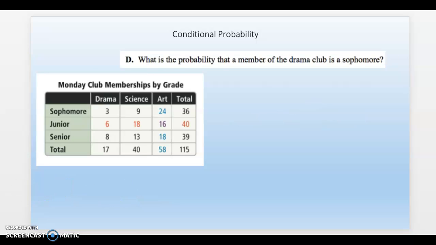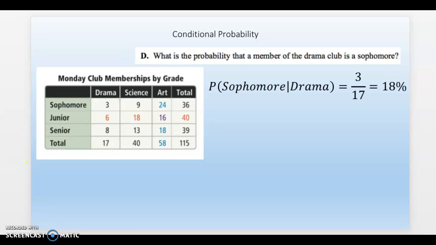Now, what's the probability that a member of the drama club is a sophomore? All right, here's the drama club again, 17. Of those, 3 of them are sophomores. So we write it like that. Again, sophomore goes on top, drama goes on the bottom. It's not out of 115, it's only out of 17 that are in the drama club. Okay, I got 18%.